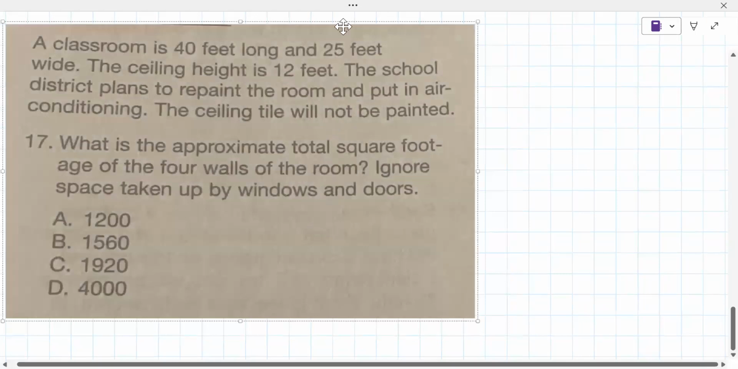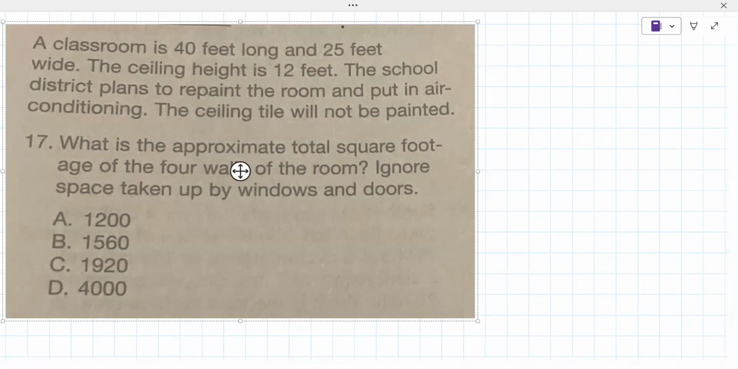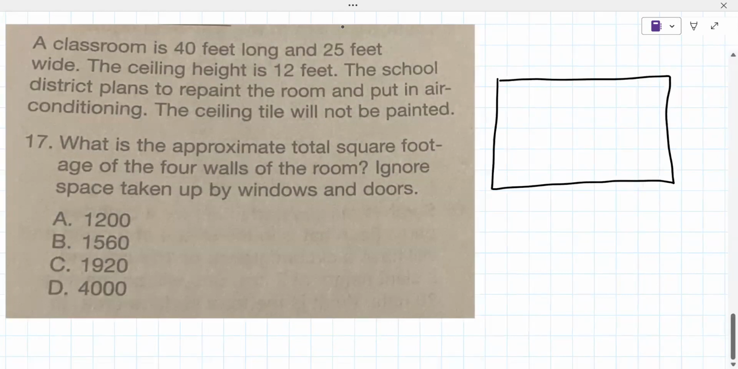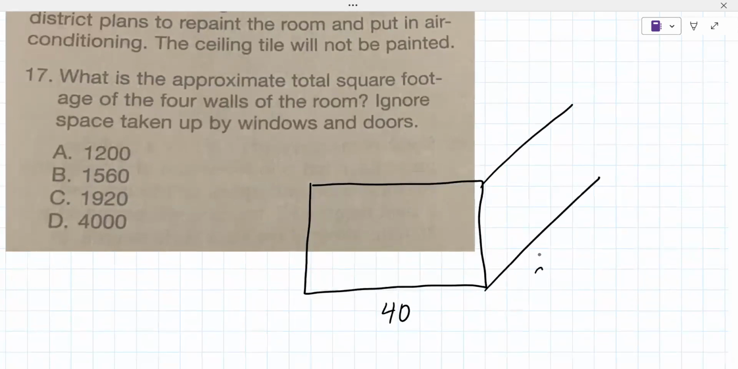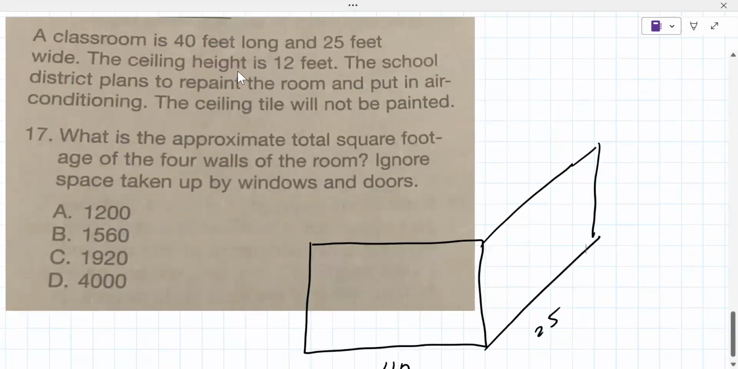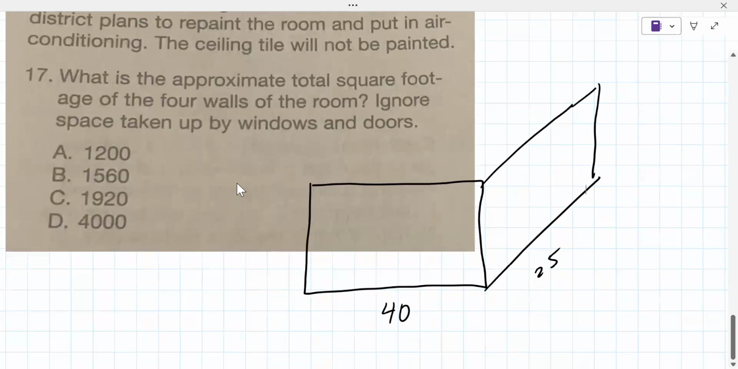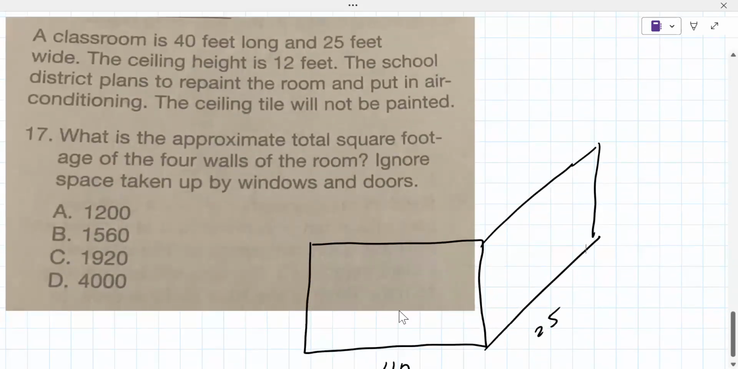All right. So a classroom is 40 feet long and 25 feet wide. So I take that to mean, and actually this is not a good place to put this, it's 40 feet long and then 25 feet wide. Do you agree with kind of my drawing here? 40 feet long and 25 feet wide.